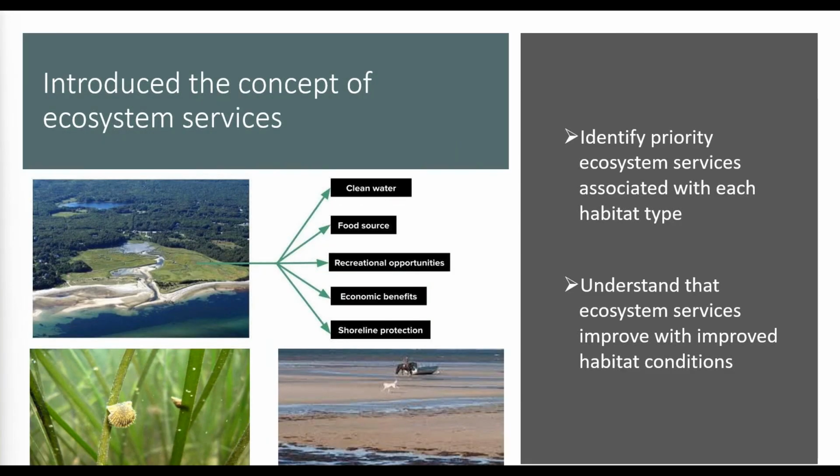Each habitat provides a suite of ecosystem services, as we heard earlier in this session, that benefit other organisms within the ecosystems, as well as communities which depend on the habitats for their well-being. Therefore, communicating to local communities and stakeholders about how ecosystem services improve with better habitat conditions is beneficial in garnering local support. Examples of ecosystem services provided by salt marsh include clean water, food such as shellfish and fish, recreational opportunities such as birding or kayaking, economic benefits, and shoreline protection such as buffering against storms and waves.